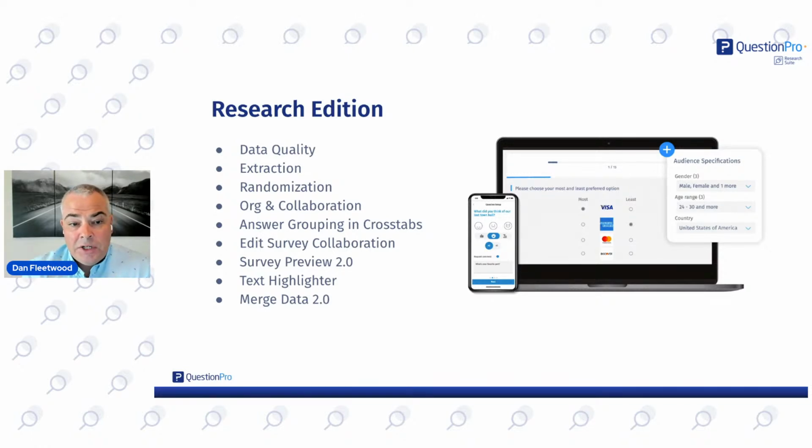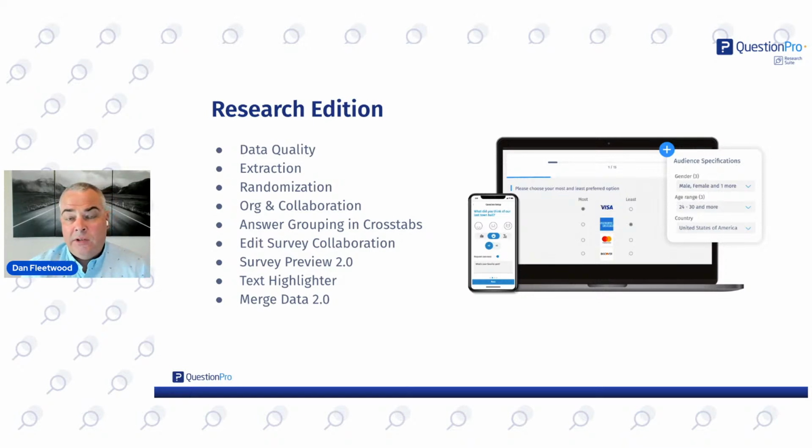Edit survey collaboration, survey preview 2.0. So this is an update to our survey preview where it makes it easier to test out surveys. You can forego the logic. You can jump to, if you're using custom variables, you can jump to those specific paths. Some other features and functionality that we'll get into there as well. Question types like text highlighter, this got released. Merge data 2.0, this is something that I'll cover as well.